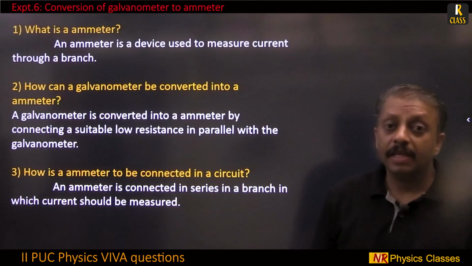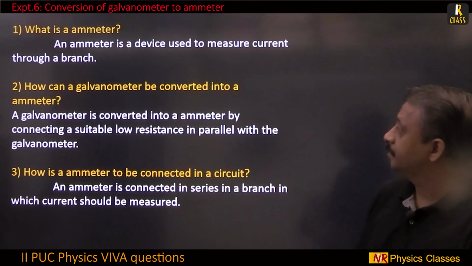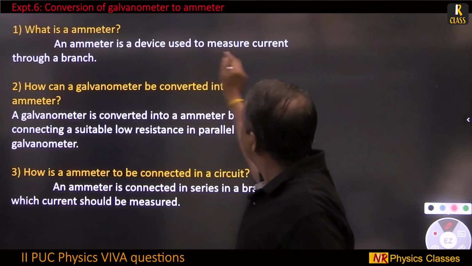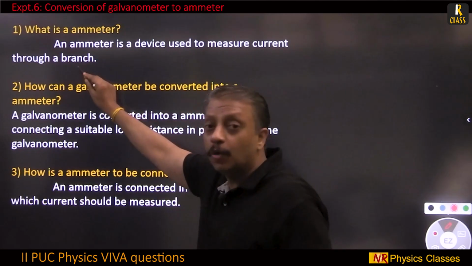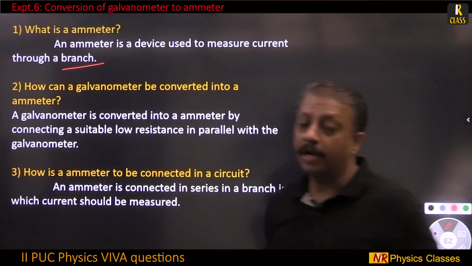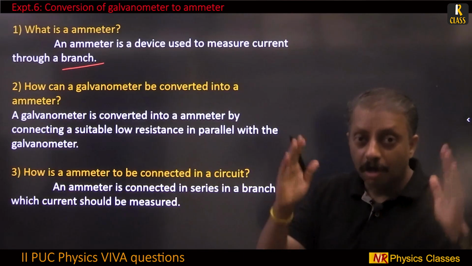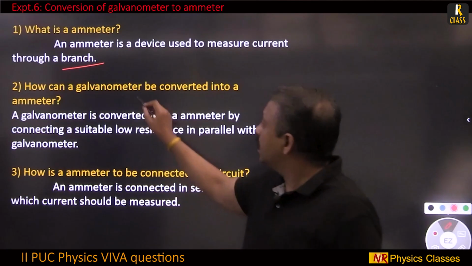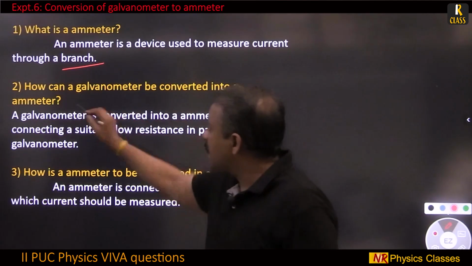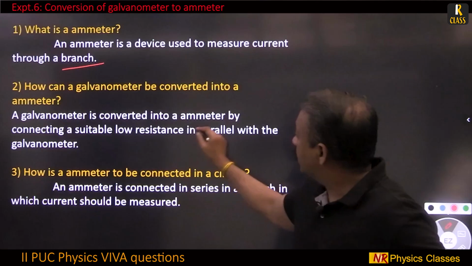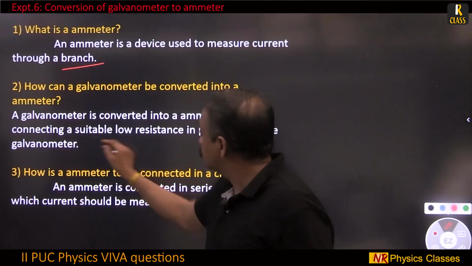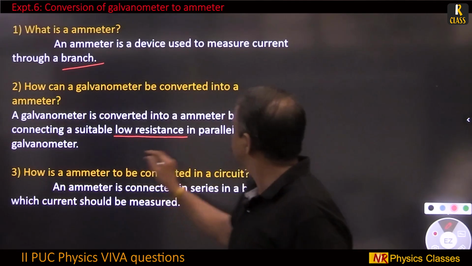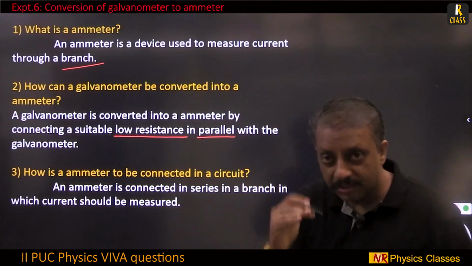G to A, galvanometer to ammeter. What is an ammeter? An ammeter is a device used to measure current through a branch. Voltmeter across, ammeter through. How can a galvanometer be converted into an ammeter? A galvanometer is converted into an ammeter by connecting a suitable low resistance in parallel. Low resistance in parallel.